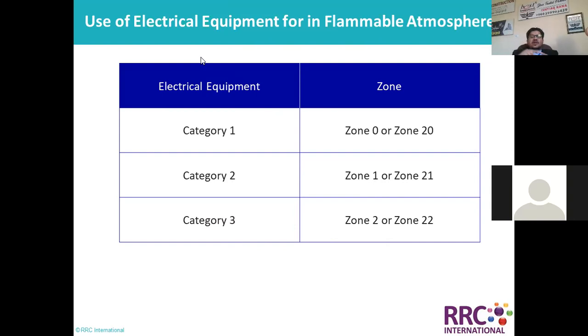And remember, quality is expensive. If you are going to buy category 1 electrical equipment, don't expect it to be cheaper or less expensive. But yes, if you buy for category 2, the cost will be a little less, and the same way for category 3. So remember, high quality, of course, is expensive.